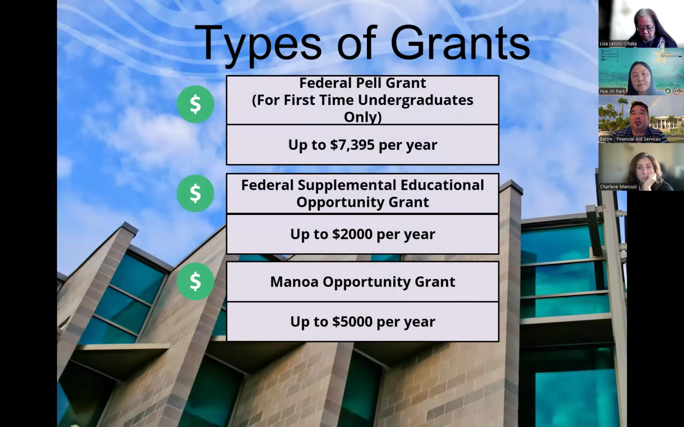So that SAI number, if it's really low, then you may qualify for the maximum Pell Grant of 7,395 for the year. So that doesn't mean that you can get that all in one semester. Half of that is for fall and half of that is for spring based on full-time enrollment.